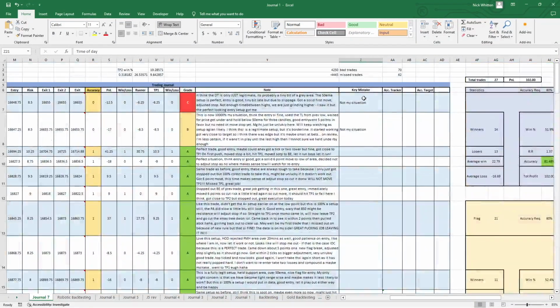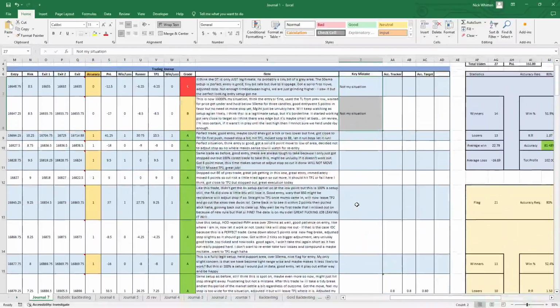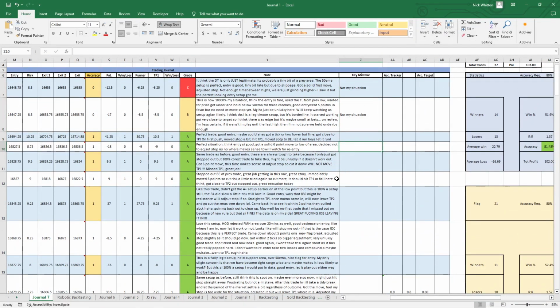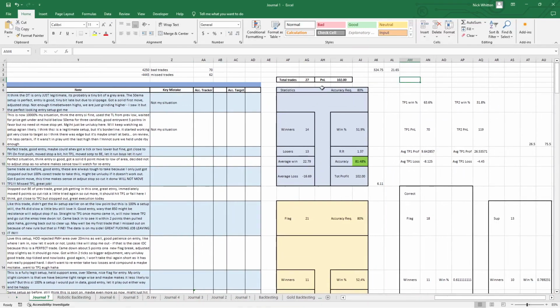And we can see here, these two, not my situation. Since then, I haven't actually had that mistake reoccur. And again, we're going to go on to gray area trade in a minute. Finally, over here, I have my data collection. So this is total trades, winners, losers, average winner, average loss, win percentage, risk rewards, accuracy. All these other numbers, winners, losers, these are all pretty straightforward. And total profit as well.